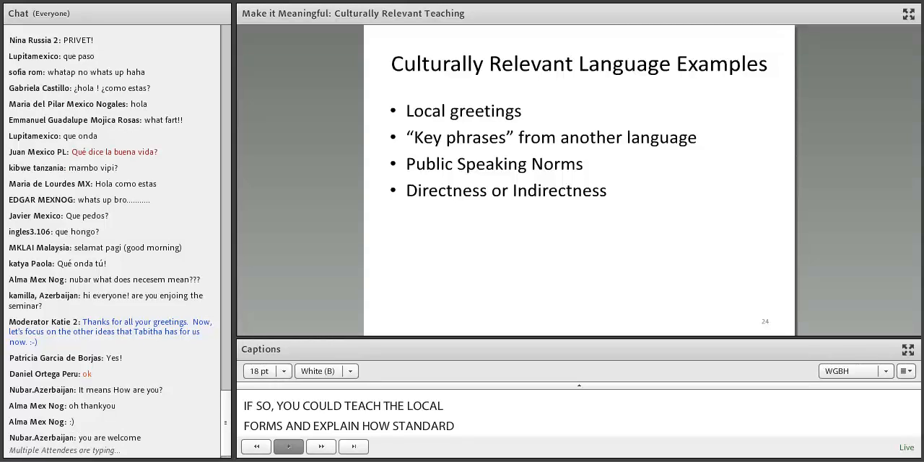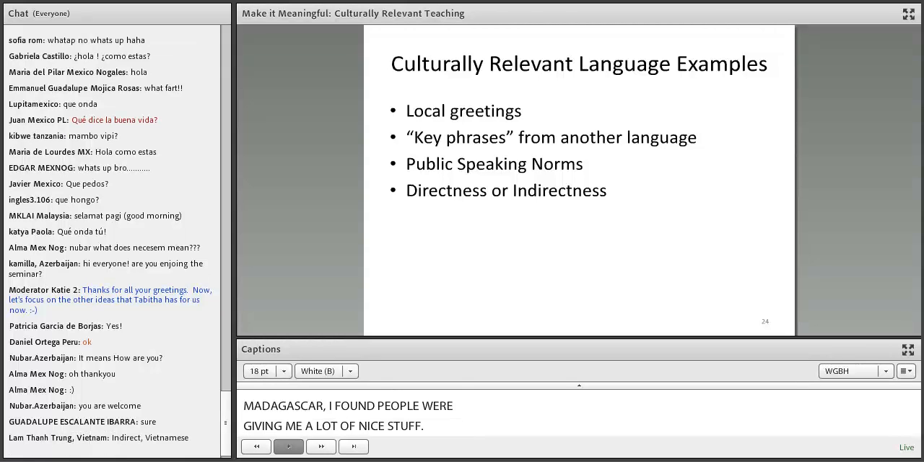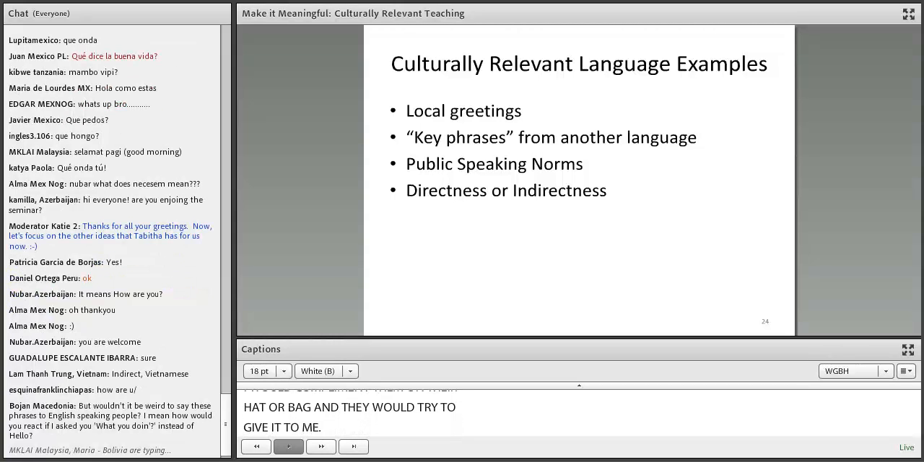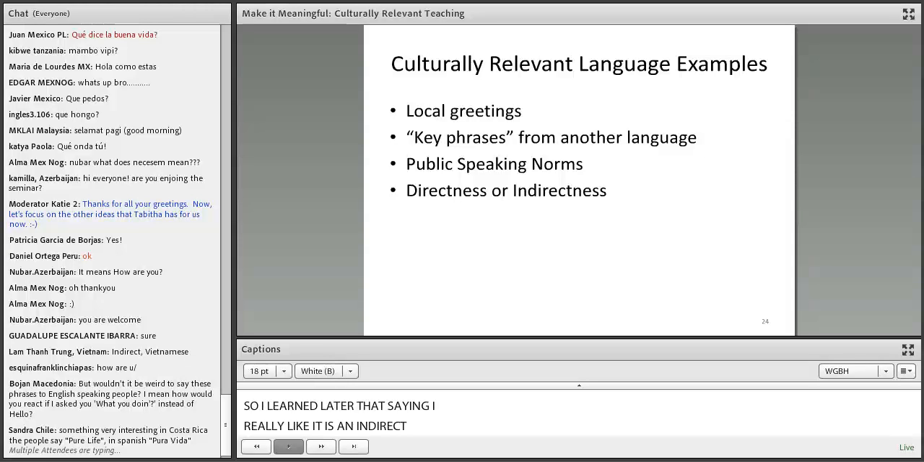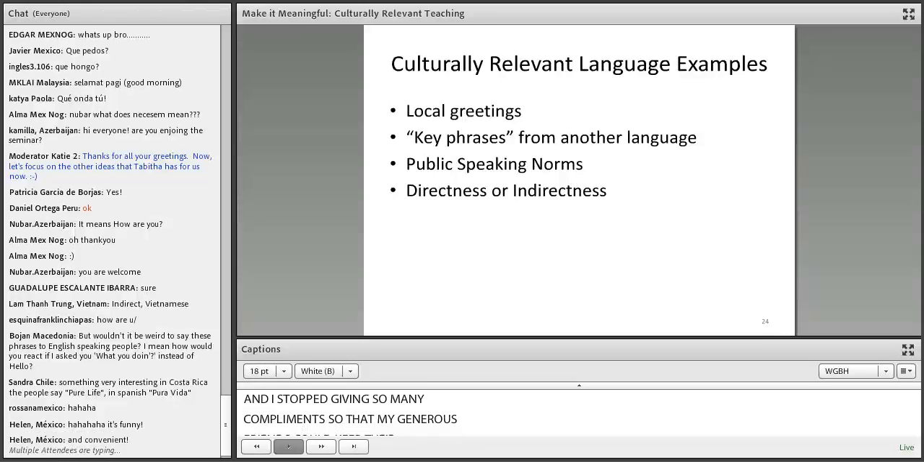Another example is indirectness. When I was first living in Madagascar, I found that people were giving me a lot of nice stuff. I would compliment them on their hat or their bag, and then they would try to give it to me. So I learned later that saying, I really like it, is an indirect way of saying, I want it, in the local culture. I was horrified to learn this, and I stopped giving so many compliments so that my generous friends could keep their belongings. But this is an example of the ways that norms about directness or indirectness might differ in your local linguistic context.